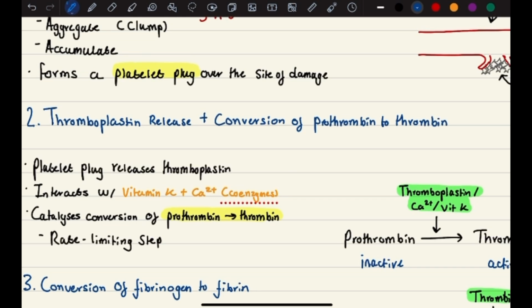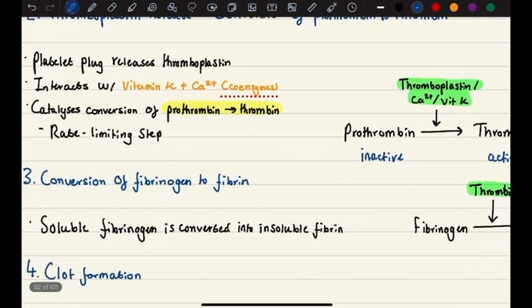This is your rate limiting step. So this kind of regulates how quickly we can blood clot. If we can't release that thromboplastin, if we can't make thrombin, then that's going to affect the rate at which we blood clot a lot.